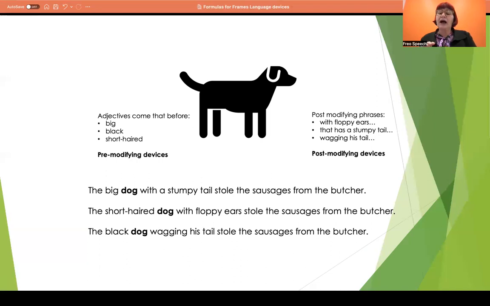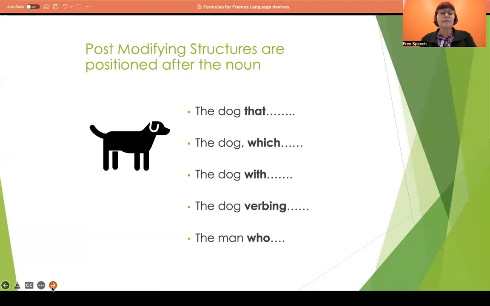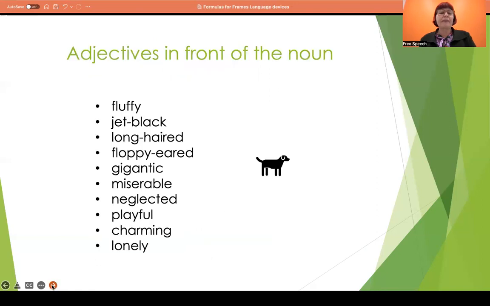Because they are good linguistic devices to learn about, and they offer additional information about how something looks or what it does. And in those post-modifying ones, we've got the dog that, the dog which, the dog with, the dog verbing, the dog wagging its tail, the dog panting. And then for people, we use who, the man who. And so lots and lots of great verbs in front of nouns.